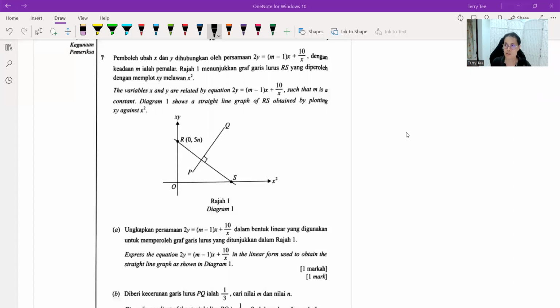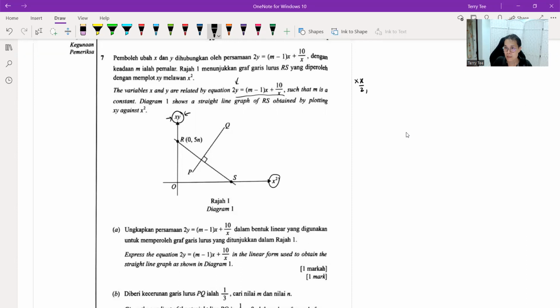Okay, the next question is from the chapter Linear Law, chapter 6 from Form 4, but it combines a bit of coordinate geometry here. So here we have two variables x and y. They are related by this equation. The diagram shows a straight line obtained when you plot xy versus x squared. So we have to convert this to linear form by multiplying. I need to get xy here. I got 2y here. So starting from this equation, I'm going to multiply by x. I'm going to divide by 2 because I don't want the 2 in front. I want xy. And then you multiply by x.